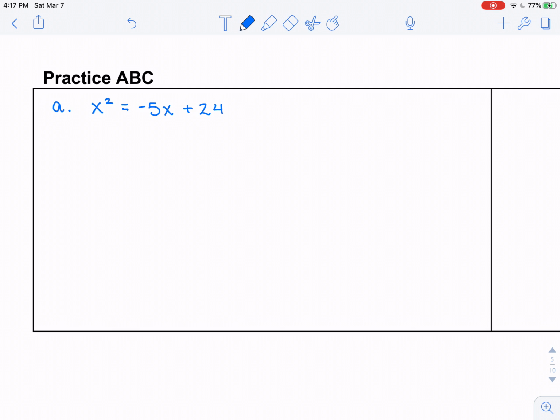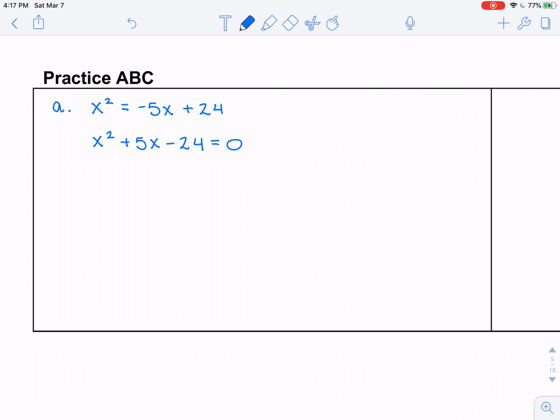And you'll recall from our notes above, the first thing we do is we get this organized. We move everything over to the left side. We want our trinomial to be on the left side. We want it to be in descending order. So I have x squared plus 5x minus 24 equals 0.